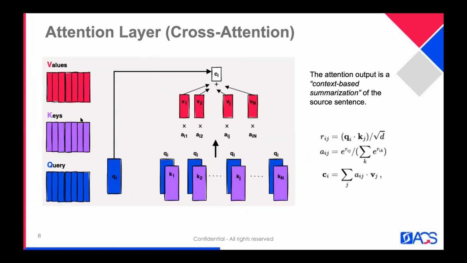Sometimes people use this other notation for the cross attention. It's actually exactly the same as before. The only difference here is this factor, just because it's used in transformers. Basically, we have a query, which is the hidden state, and then we match it with all the keys. We obtain these relations, and then we multiply these relations with the values, and we obtain the context-based summarization.